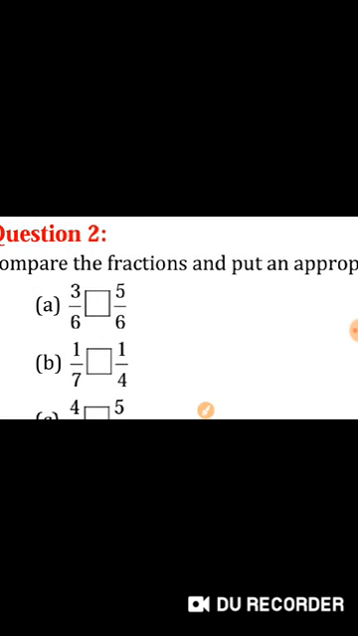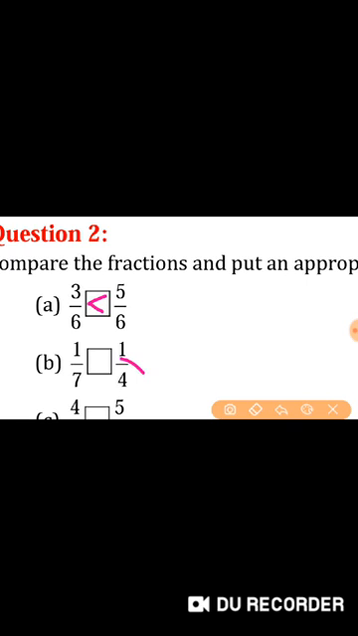Then question number 2. Compare the fractions and put an appropriate sign. First, check whether the numerators and denominators are the same or not. If the denominators are the same, check the numerators. Whichever is less, that will be the lesser fraction. So here, less means greater than will come. Sorry, 3 is less, so less than will come.